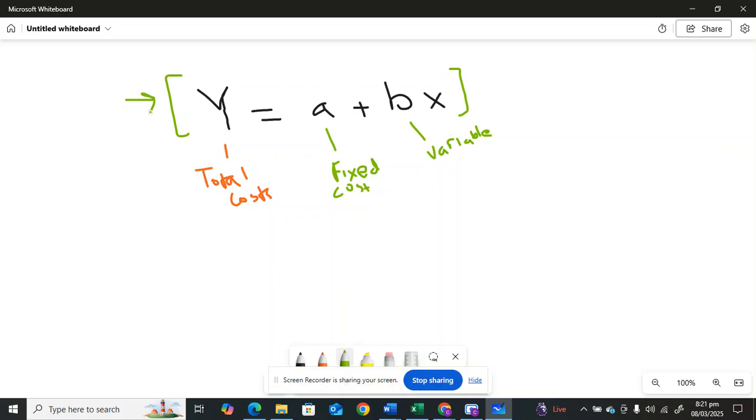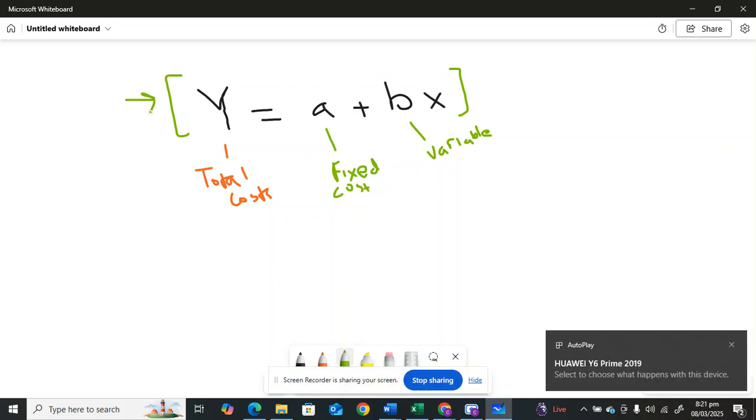We want to put everything into this equation. Before I go further, any questions? Because remember, this is cost accounting, so we have to move at a steady pace. I do not want to rush. So, any questions?